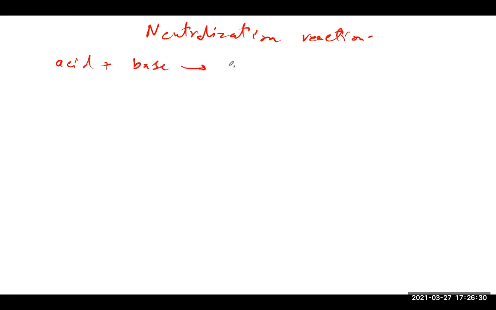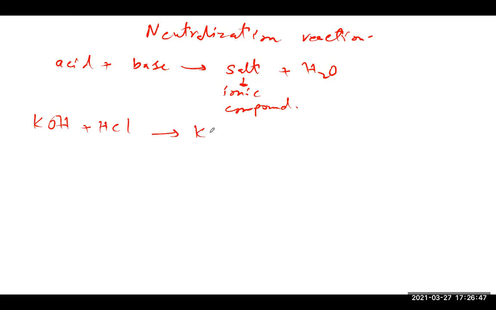Also, we need to know a reaction which is called the neutralization reaction. This neutralization reaction is a reaction between an acid and a base. So we will have an acid plus a base, they will react together, and by this reaction we will have a salt and H2O. And salt does not mean the table salt, salt means an ionic compound. Okay, so like KOH plus HCl will give you KCl plus H2O. And this one is a double replacement.